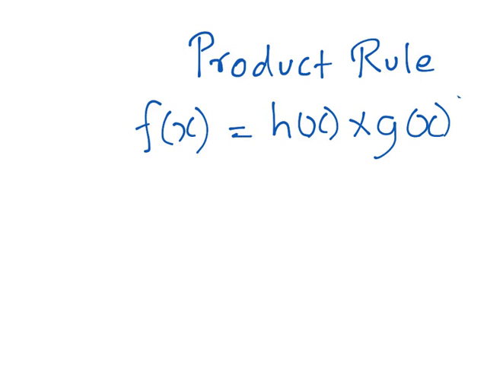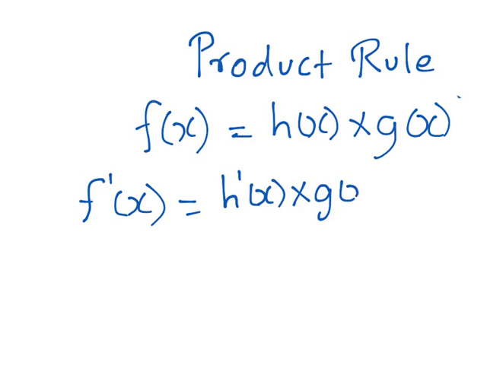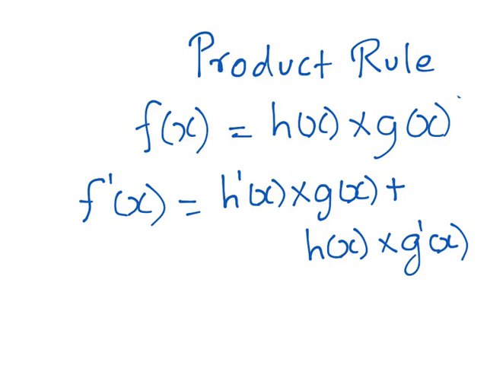Now the product rule says that f dash of x, that is the derivative of f of x, is nothing but h dash of x multiplied with g of x plus h of x multiplied with g dash of x. Now here h dash of x is nothing but the derivative of h of x, and g dash of x is nothing but the derivative of g of x.